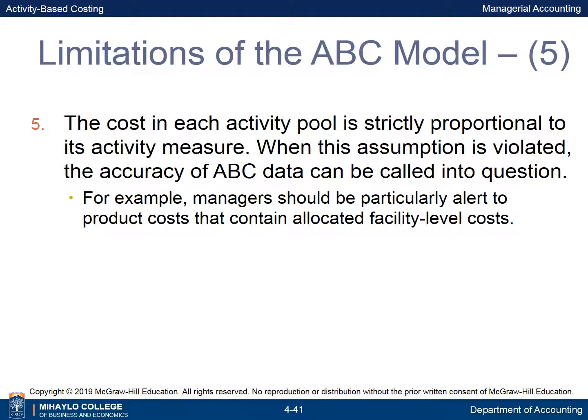ABC assumes that the cost in each activity pool is strictly proportional to its activity measure. When this assumption is violated, the accuracy of ABC data can be called into question. For example, managers should be particularly alert to product costs that contain allocated facility-level costs.